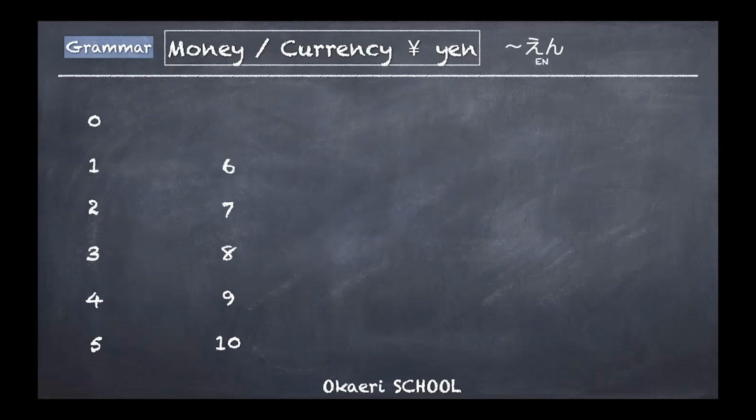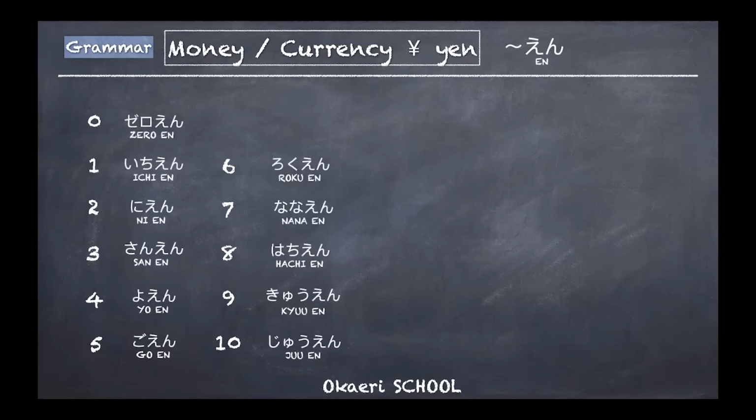Right, now let's talk about money or currency, which is yen in Japanese. Basically, you put en after the numbers. In English, you say yen, with a Y sound, but we pronounce it en without the Y sound. So, 0 yen, 1 yen, 2 yen, 3 yen, 4 yen, 5 yen, 6 yen, 7 yen, 8 yen, 9 yen, 10 yen.